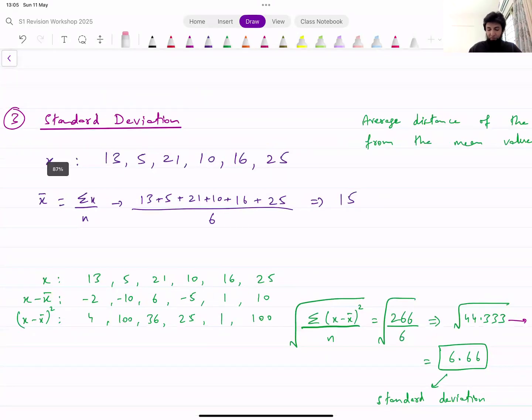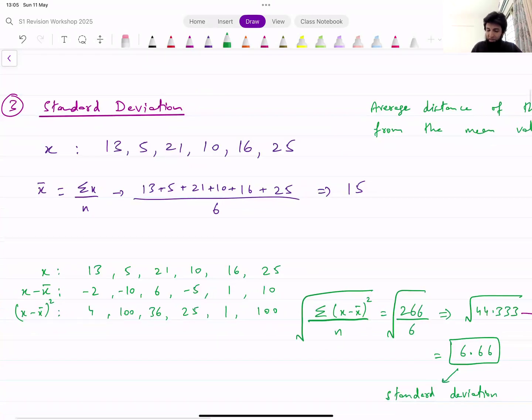That's one formula that we've got for standard deviation: square root of sigma x minus x bar whole squared divided by n. So you subtract the mean from each value, you square those, then you add them up. That becomes the numerator. And then you divide by n, take the square root, that's the standard deviation. This is one way to calculate standard deviation.